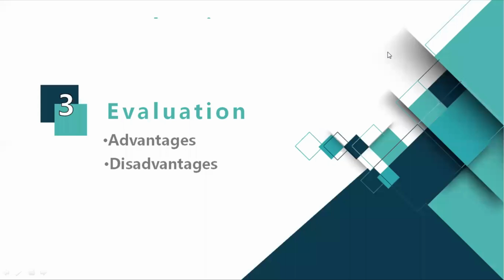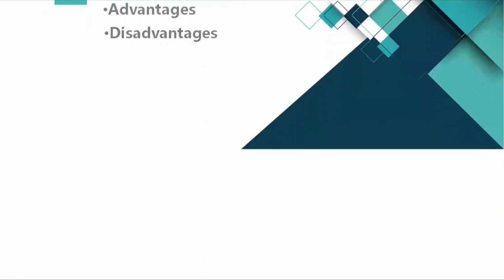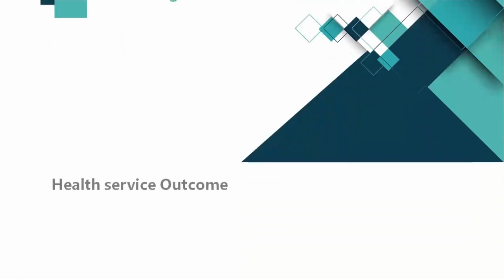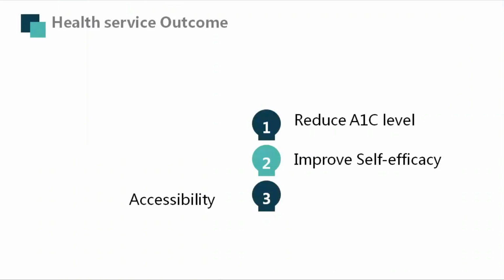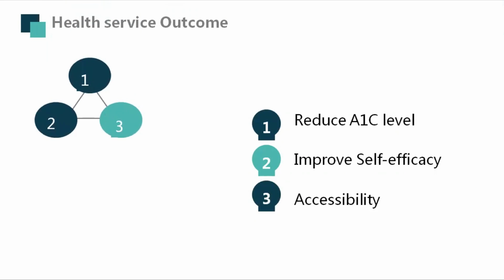Okay, the third part is the evaluation. It includes the advantage and disadvantage of Bluestar. So, the first aspect of Bluestar advantage is in the health service outcome. In this aspect, we have three different sections. The first one, reduce A1C level. The second one is improve self-efficacy. And third one is accessibility.